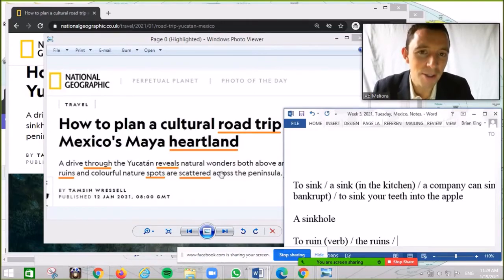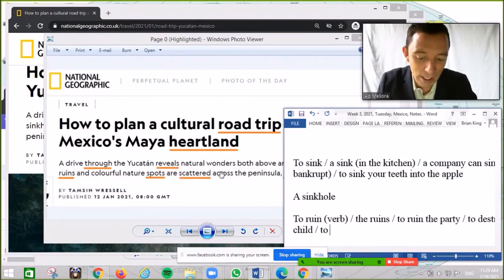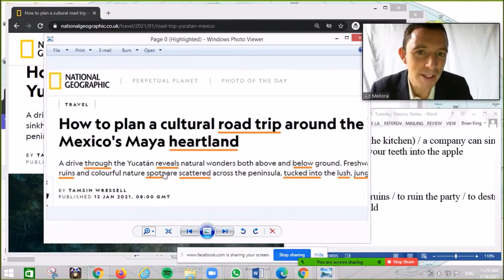But it's also possible the verb to ruin, como arruinar or mimar in Espanol, to ruin a child, to ruin a party, to ruin the event, okay? It's like destroy. So to ruin the party is similar to destroy. Or to ruin a child is like to spoil a child, mimado, okay? So a little important.